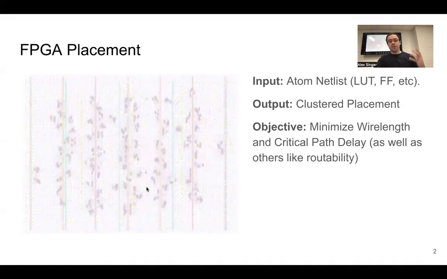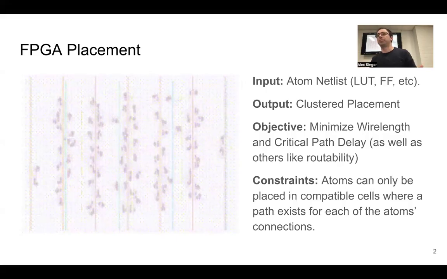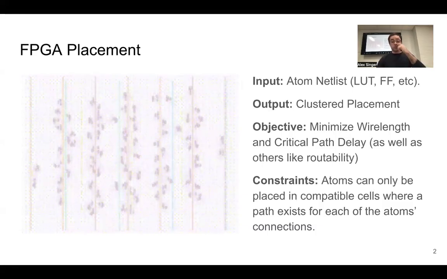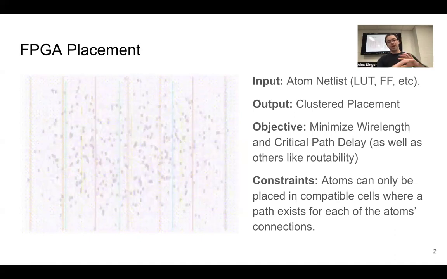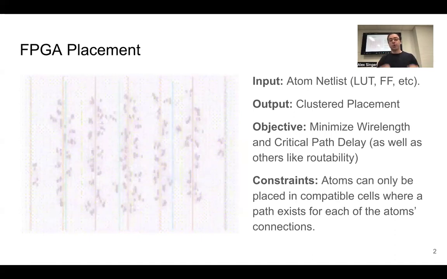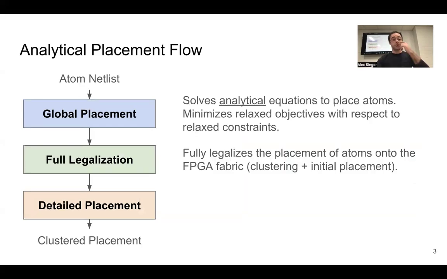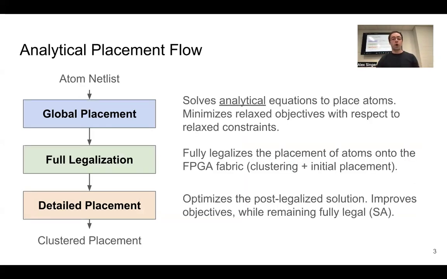So FPGA placement is a complicated problem. I have an input of atom netlists, and I need to output a clustered placement. My objectives are usually to minimize wire length and critical path delay, as well as others like routability. And my constraints are that atoms can only be placed in compatible cells where a path exists for each atom's connections. A common technique to do this is analytical placement, where we solve analytical equations to place the atoms by using a relaxed objective and constraints.